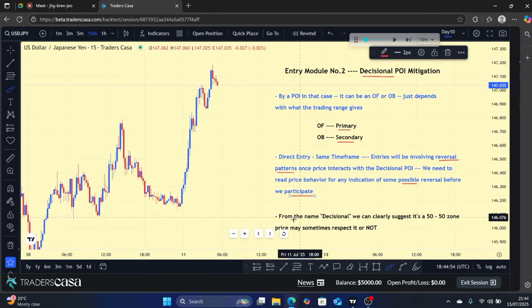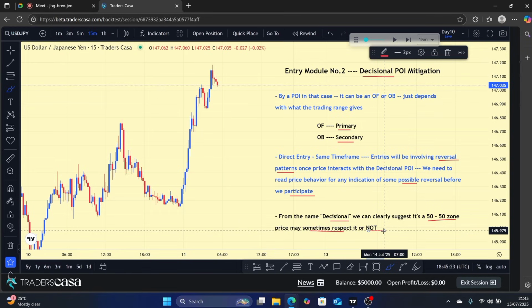So that's very important. From the name Decisional, you can clearly see the name is actually speaking for itself. Decisional, we can clearly suggest that it's a 50-50 zone. Yeah, Decisional POI is a 50-50 zone. This means that price may sometimes respect it or not. This means that price may react from the decisional POI, or price may not react from the decisional POI.